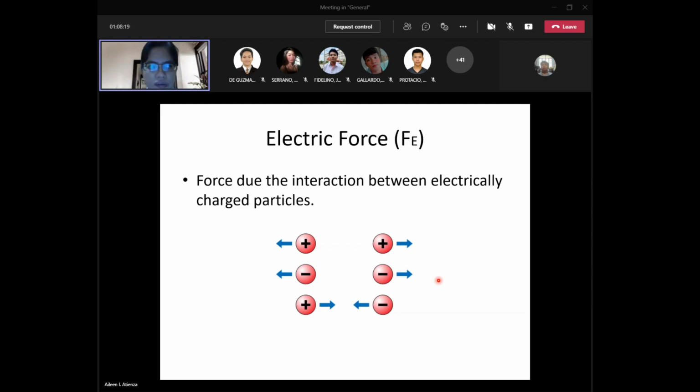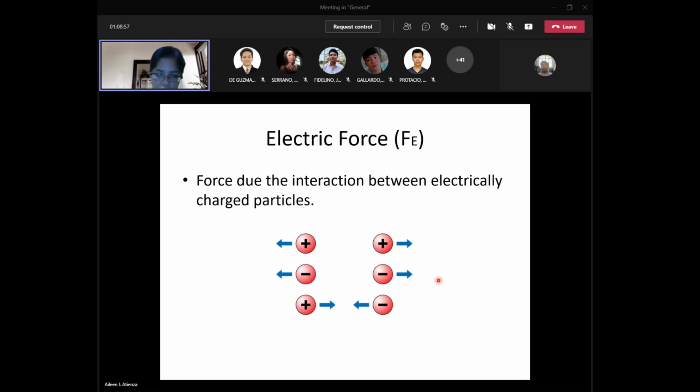Electrical force. Force due to the interaction between electrically charged particles. Ma'am, in electrical force, where is the push and pull? Okay. In electrical force, we're dealing with charges, positive and negative. If you have similar or like charges, we say that they are being repelled. So if you're positive, ma'am, you'll be pushed away, because we have the same charge.